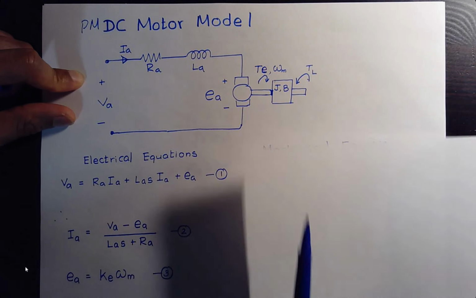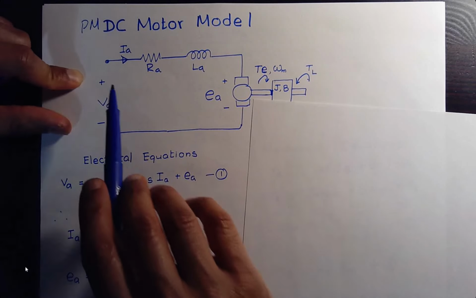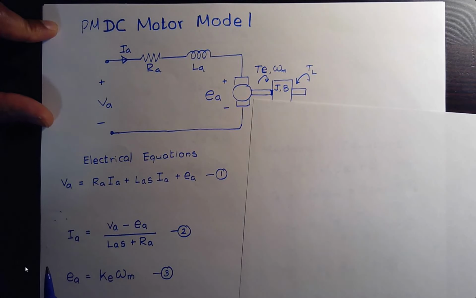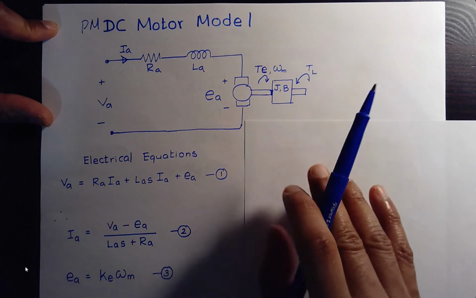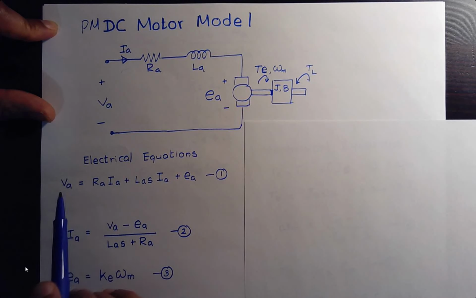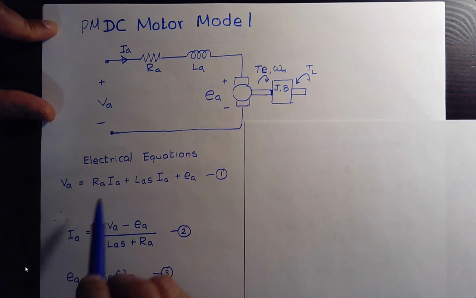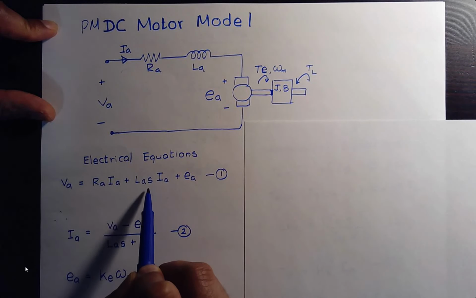Okay, now moving on to the electrical equation. If you go through this and apply a KVL, you see that we have VA equals RA IA plus LA S IA plus EA. So it's basically this loop. Remember, now we are doing this analysis in S domain directly with initial conditions set to 0. Keep that in mind. Okay, and all these are Laplace domain variables. That makes our lives easy. So S here is the Laplace variable.